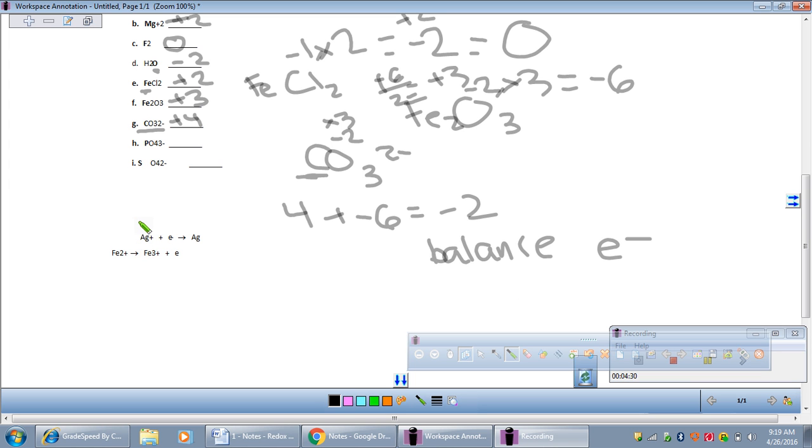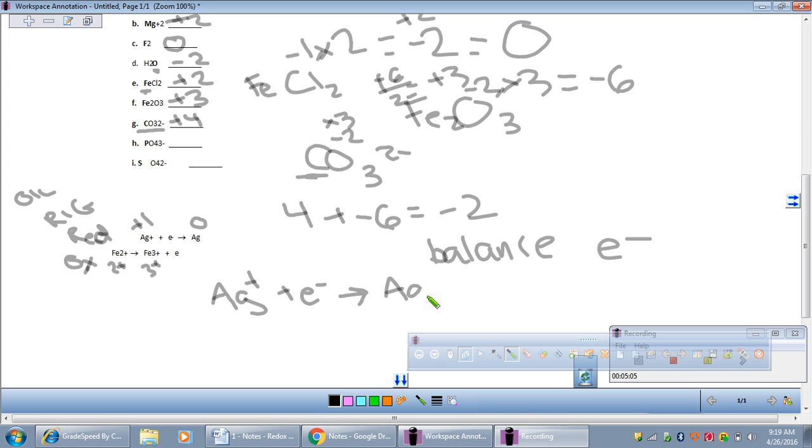So here we have silver going from a +1 oxidation number to 0. And iron is going from a +2 oxidation number to a +3. Remember your OIL RIG. So silver is having a reduction in charge, so it's reduction, and then iron is being oxidized. Its charge is increasing. In order to balance, we're going to write these two with the arrow lined up and count out our electrons.